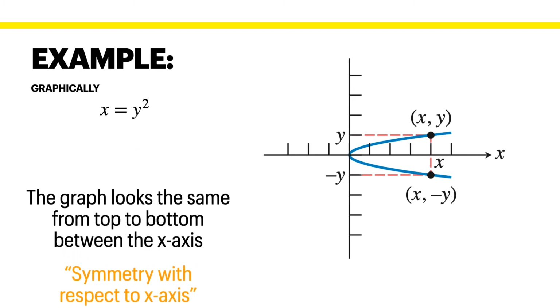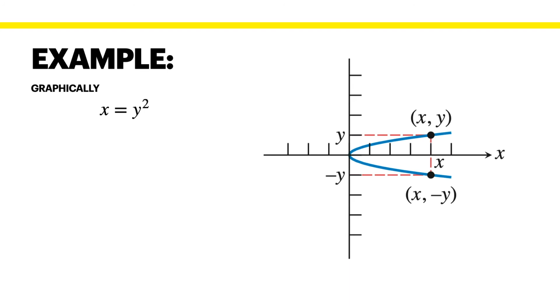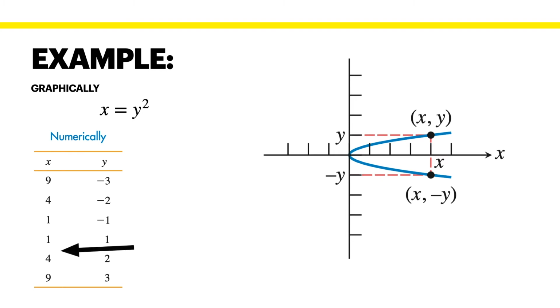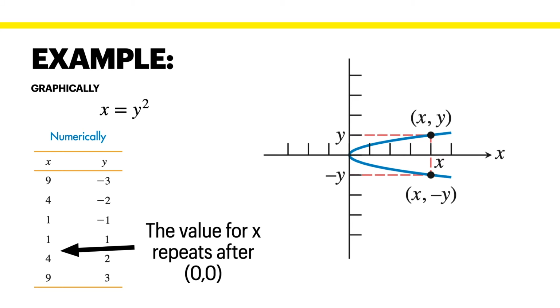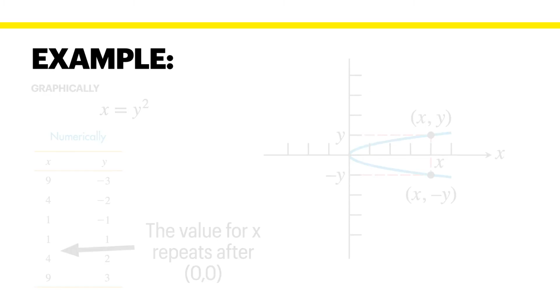And if we try to get the values, this is like the opposite of the other one. Numerically, if you look at it, from the 0 over there, the numbers invert, but this time it's not for y. It's now for x. The values for x repeat after 0, 0, so we know that, but it's the inverse now instead of y. And let's move on to another one.